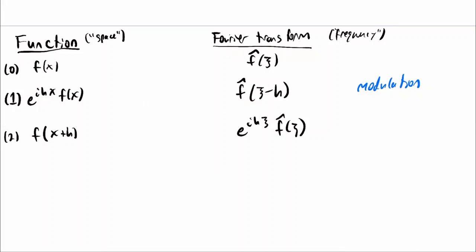And then property 2, well, this is the translation property. This says that if you modulate your function, this corresponds to translating it in the frequency world. On the other hand, if you translate your function, this corresponds to modulating it in the frequency world. So the Fourier transform switches these two.